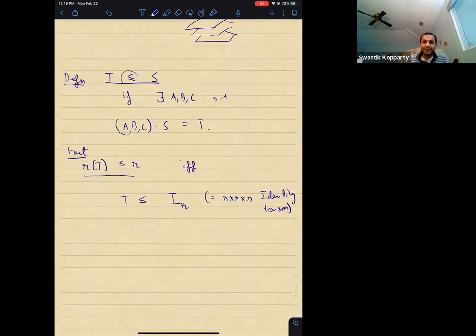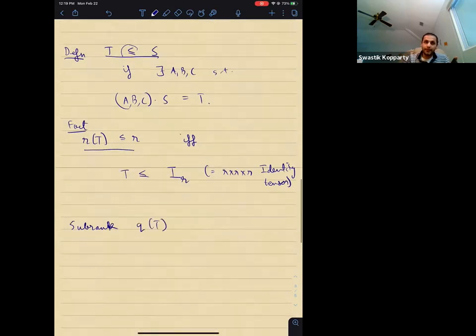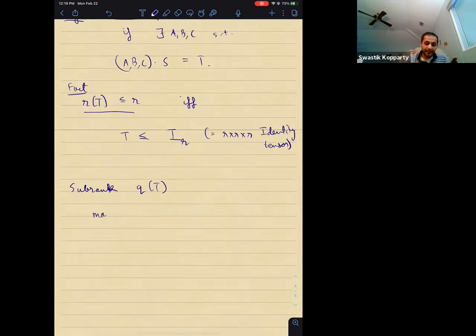Okay, good. So now I can define the subrank Q of a tensor T. This is the largest Q such that I_Q reduces to T. If you can embed, this is like finding a copy of the Q by Q by Q identity tensor inside T after a linear change of variables on the three sides. That's what the subrank is.